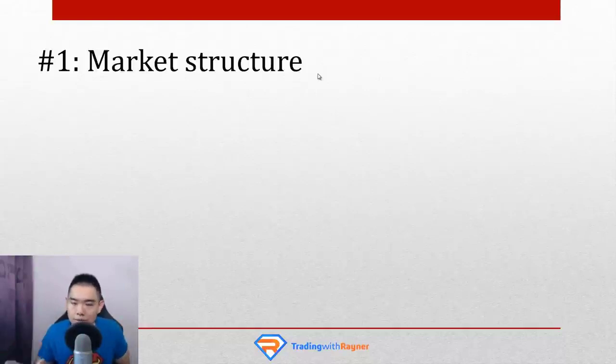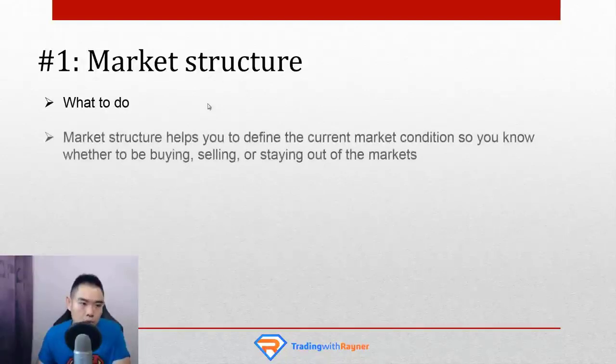No. You should first ask yourself, is this the type of price action? Is this chart telling me that I should be looking for buying opportunities or selling opportunities? Or maybe I should stay out completely of this market? This is the first question that you must answer. And everything else is secondary. So the way to do that is market structure helps you to answer this question. It tells you what to do. So market structure helps you to define the current market condition, so you know whether to be buying, selling, or staying out of the market.